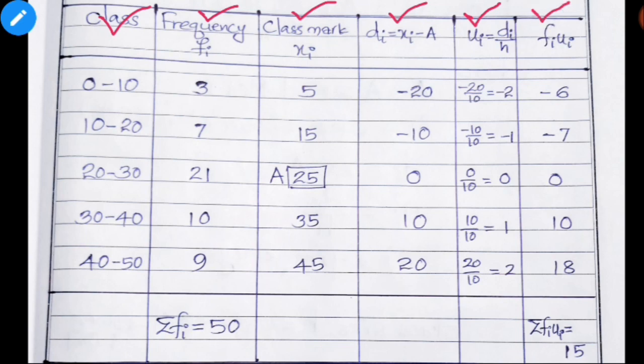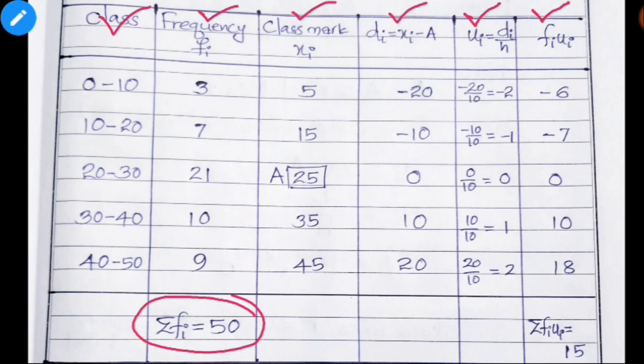Now we can start. First column is class and second column is frequency. After writing class and frequency, we should find the sum of frequency. Sum of frequency means summation fi, that is 3 plus 7, 10, 10 plus 21, 31, 31 plus 10, 41, 41 plus 9, it is 50. So we got summation fi equal to 50 here.